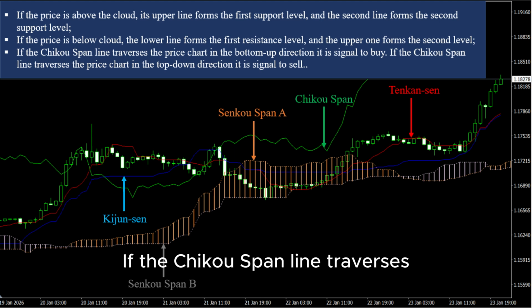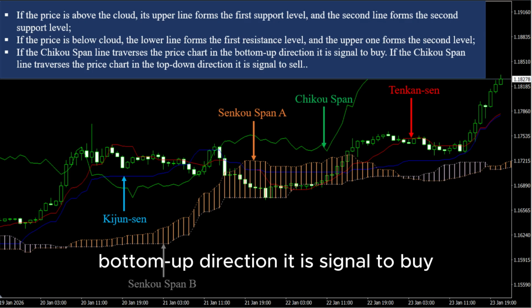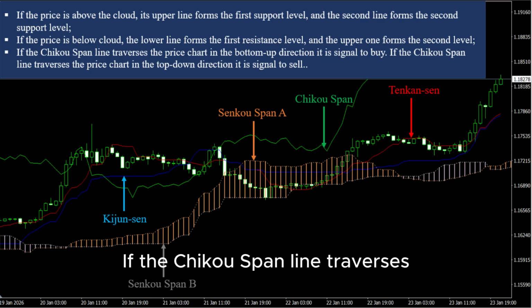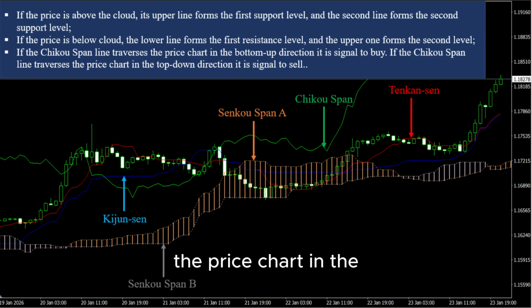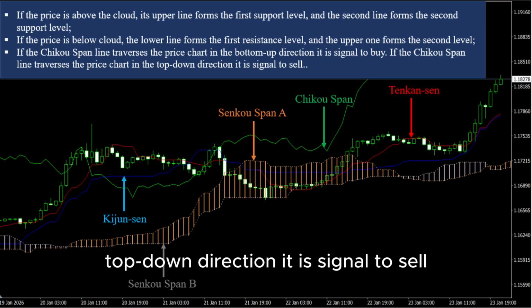If the Chikou span line traverses the price chart in the bottom-up direction, it is signal to buy. If the Chikou span line traverses the price chart in the top-down direction, it is signal to sell.